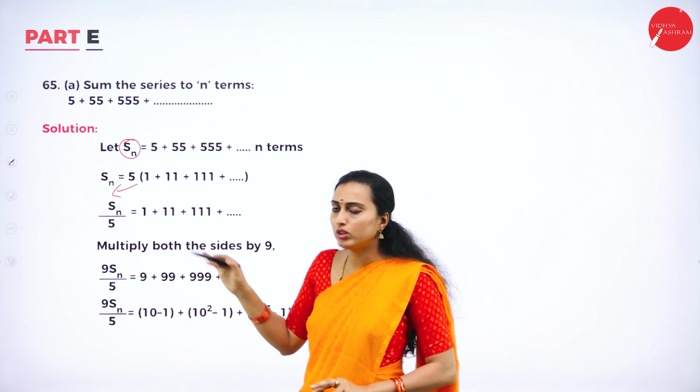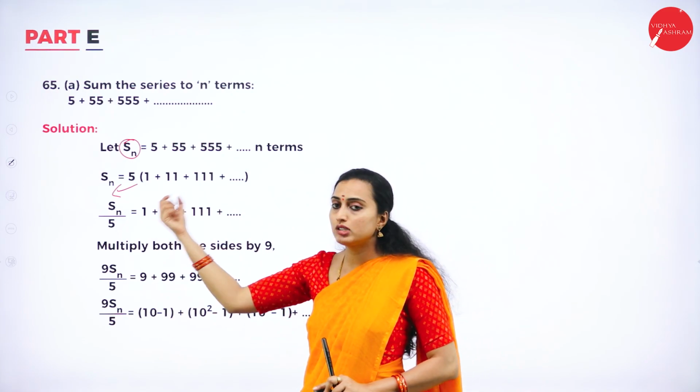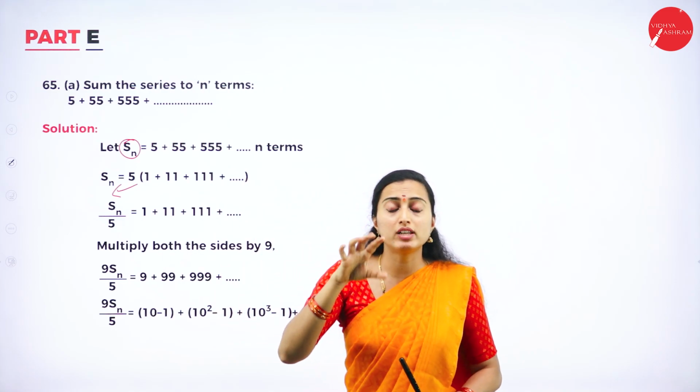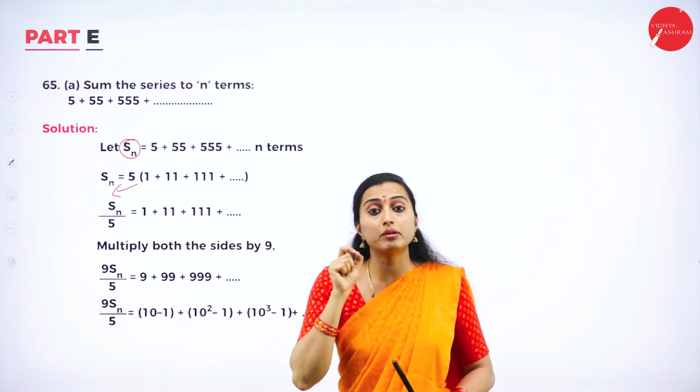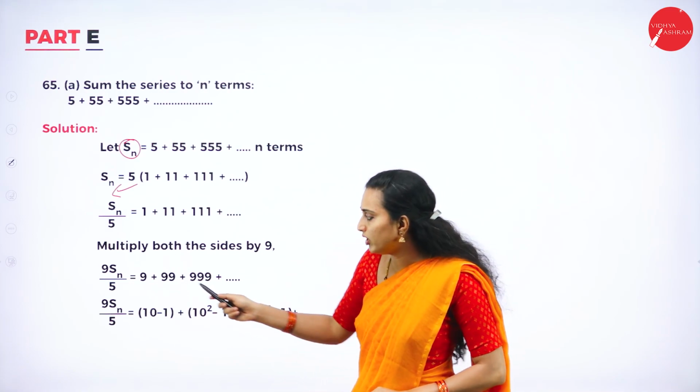Now multiply both sides by 9. Why? If I make it 9, 9 can be written as 10 minus 1. Similarly, 99 can be written as 100 minus 1, and 100 can be written as 10 squared. That is what my next step will be.